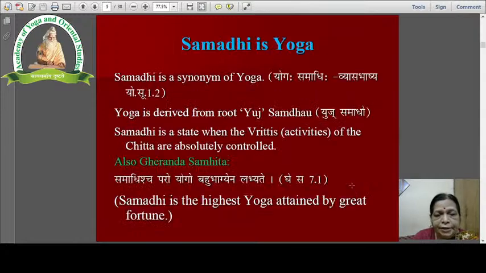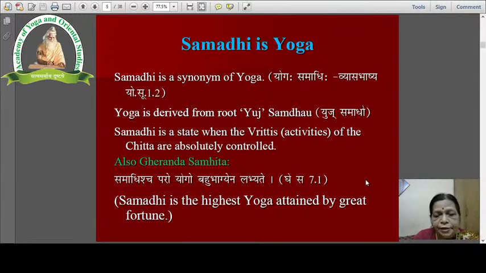It is called Samadhi. Now, Samadhi is yoga. Yoga is nothing but Samadhi; it is a synonym of the word yoga. Vyasa says in the Vyasa Bhasya on the Yoga Sutra that yoga is samadhi, because yoga is derived from the root yuj, meaning samadhi. So samadhi is a synonym of yoga.